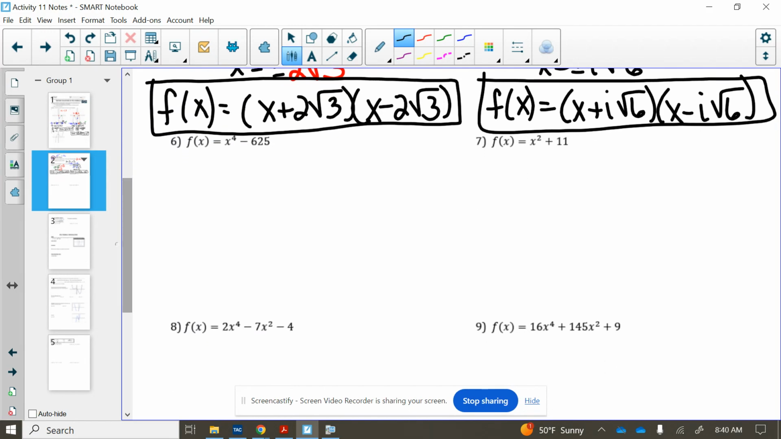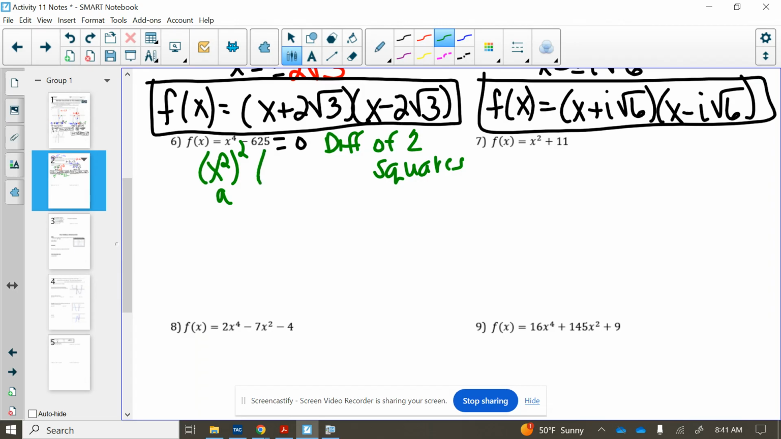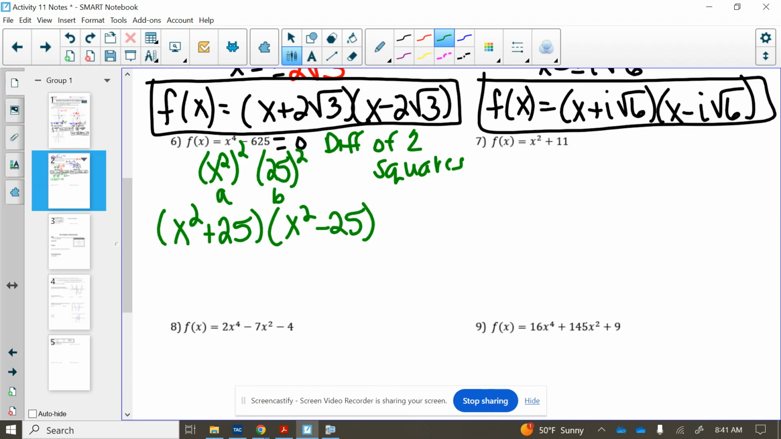On the next example, it's tempting to just set this equal to 0 and try to fourth root, but really what is happening is this is a difference of 2 squares. So when we factor, what we're going to notice is that we can say, okay, x squared squared is x to the 4th, 25 squared is 625. So our a and our b values this time are x squared plus 25 and x squared minus 25. These then are what we're going to want to set equal to 0.